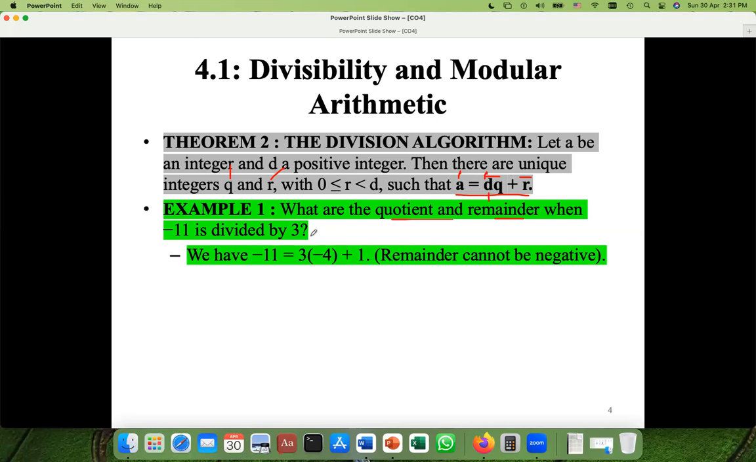So here the question is simple, but it can give you a hard time with a little bit of a trick. This is the rule: remainder cannot be negative. So minus 11 is equal to 3 multiplied by minus 4, and then plus 1 is the remainder. Both sides are equal. And in this form, this is A, this is D, this is Q, and this is R, according to that equation.